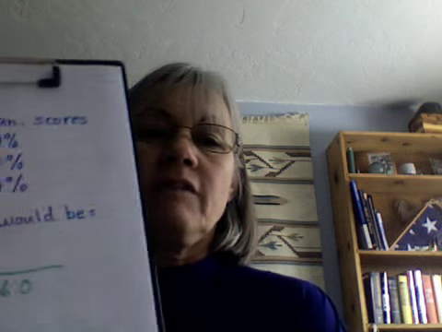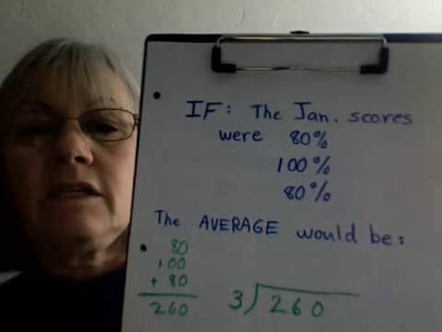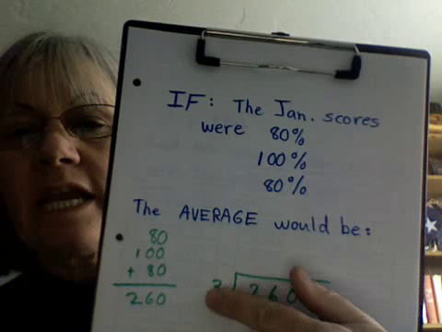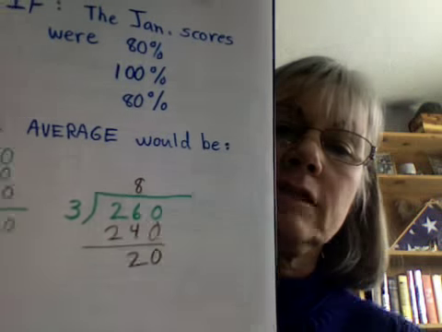Let's see what happens if that person's middle score, instead of being a 70, were a 100. We first add the scores together. 80 plus 100 plus 80 gives us 260. Then we divide by 3. The quotient for that calculation is going to be higher than 80%, because I know that 3 goes into 26 8 times. And then I know that 3 goes into 20.